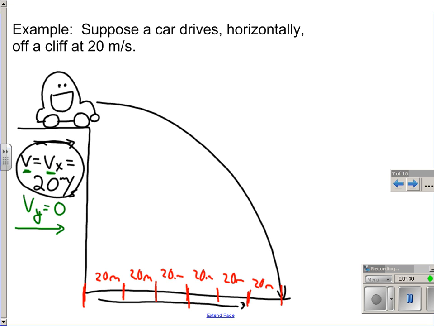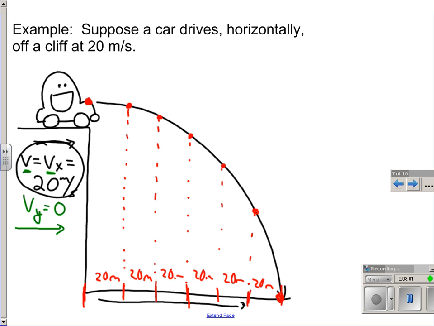Okay? So what that means is, in the first second that the car is in the air, it's going to go 20 meters. So it's going to go from the edge of the cliff to right there, right? 1 second later, it'll have gone another 20 meters. So it'll be right there. 1 second later, it'll have gone another 20 meters. So it'll be right there. 1 second later, another 20 meters. And in the last second, it goes the last 20 meters and hits the ground.